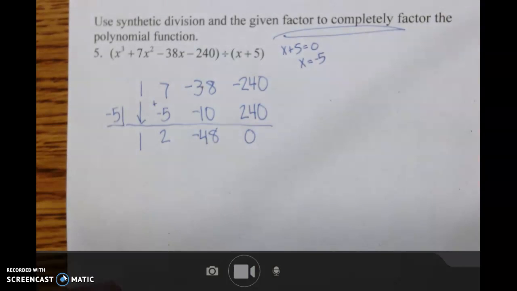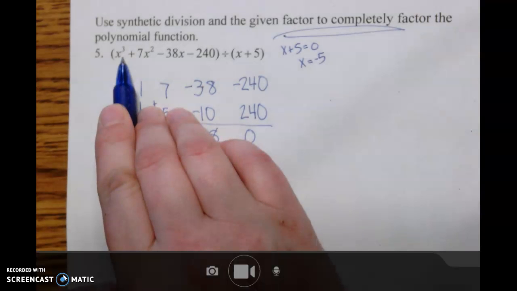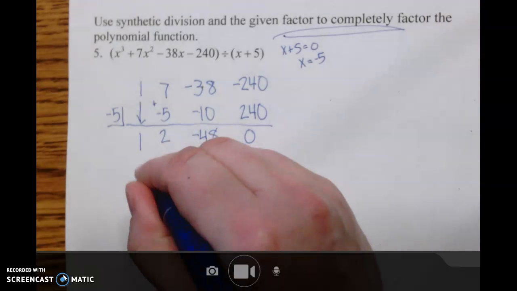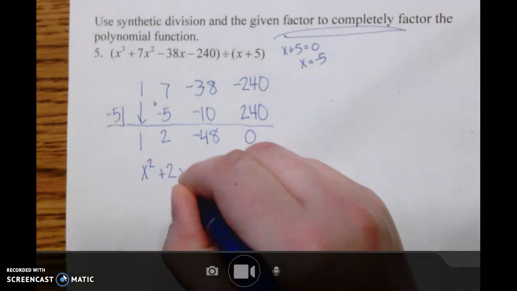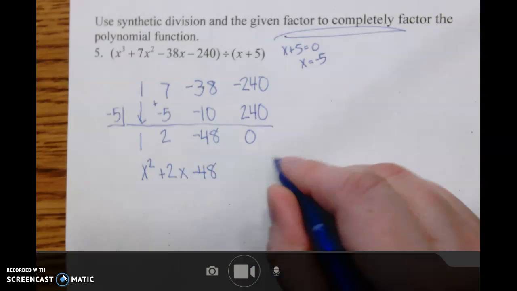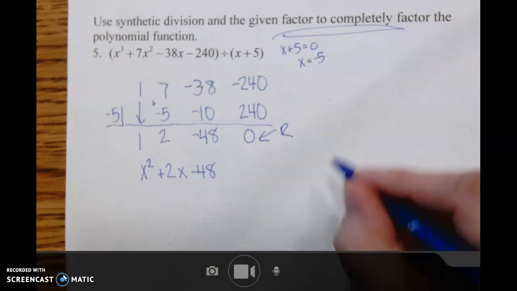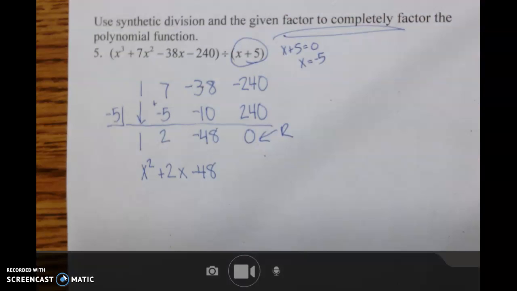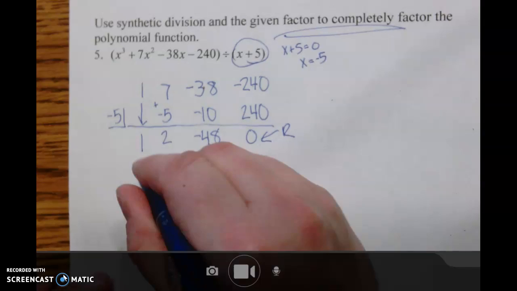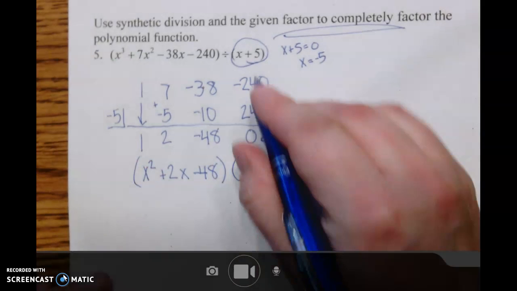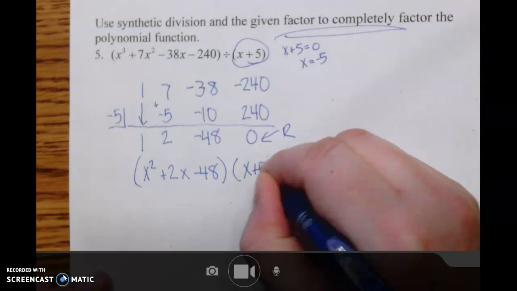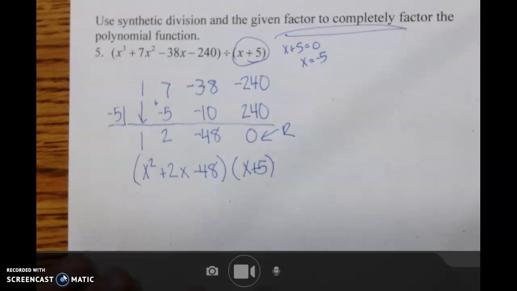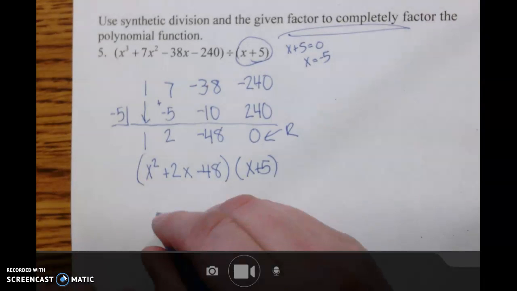And so now we have one less degree. So instead of a third power, our quotient is a second power. It's a quadratic. So we have 1x squared plus 2x minus 48. And there is no remainder, which means x plus 5 is a factor. And they told us it was a given factor, so you should not have a remainder. And so far in factored form, we have our quadratic and we have the given factor of x plus 5. Okay, so if we multiply these out, we get back to where we started. That would be the standard form. Now we need to factor one more time because we're factoring completely.